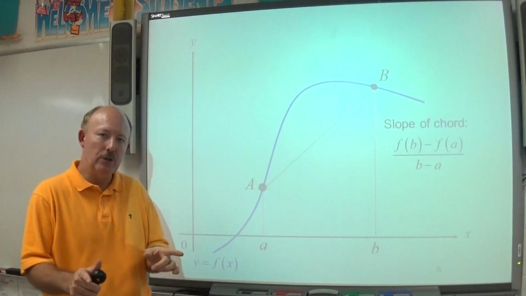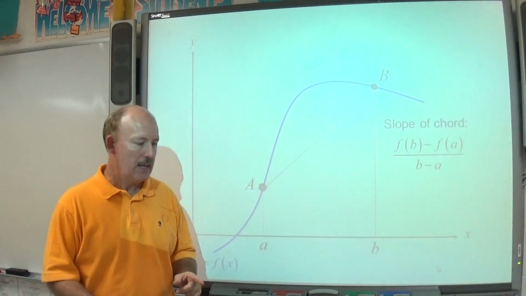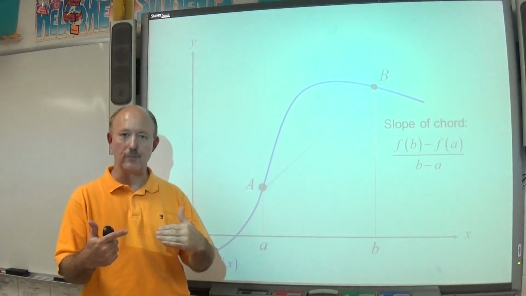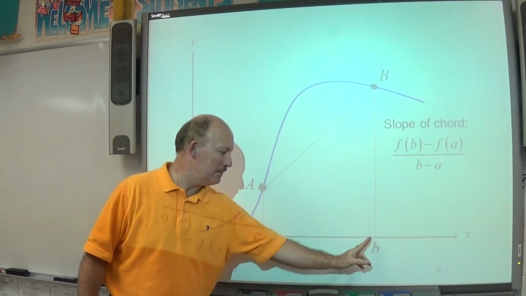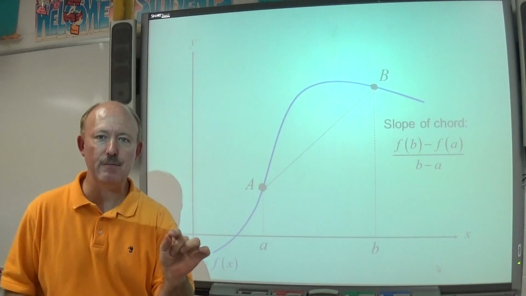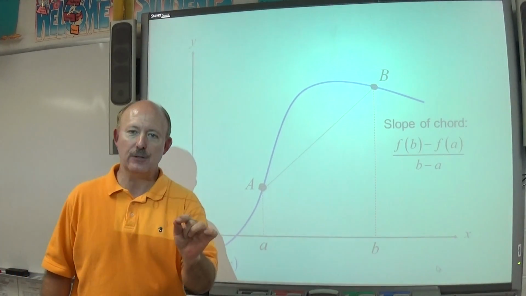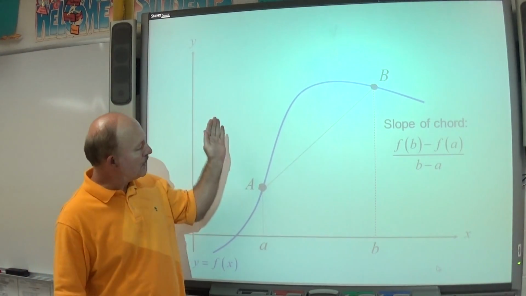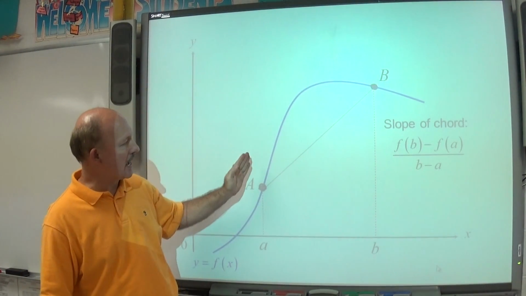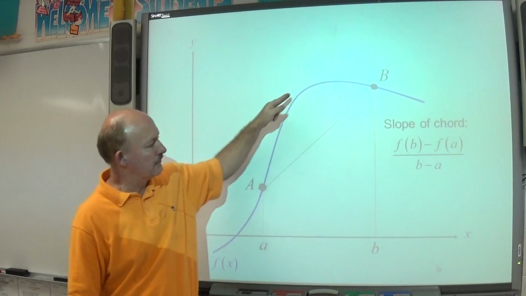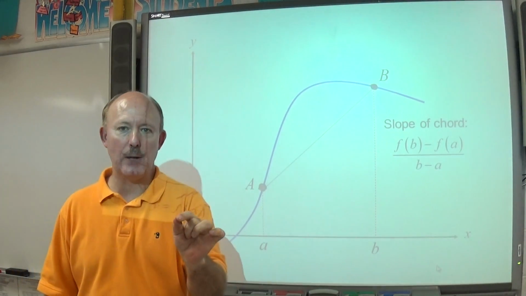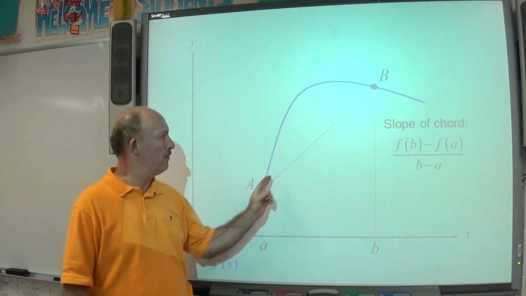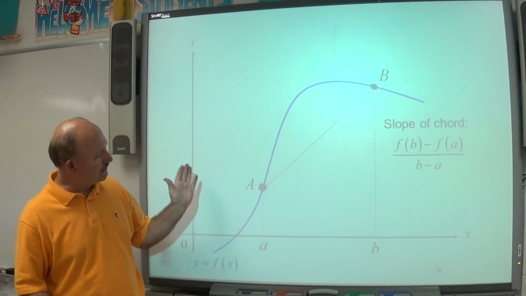Now, according to the mean value theorem, as long as your curve is smooth and it is differentiable between A and B, there has to be some x value. We're going to call that x value c. So there has to be some x value where if we were to draw a tangent line on this curve, the slope of that tangent line would be parallel to, that is equal to, the slope of this chord. Let me see if I can sketch it on here.